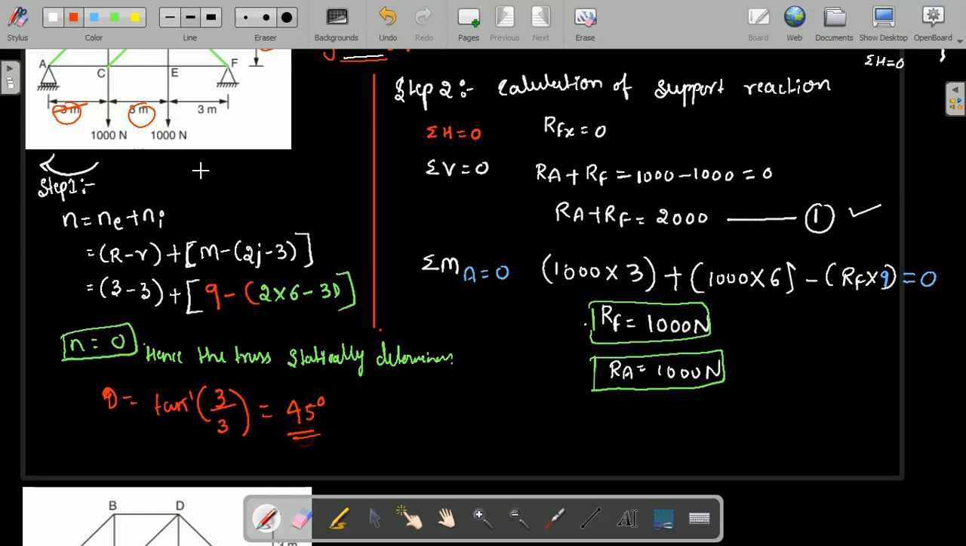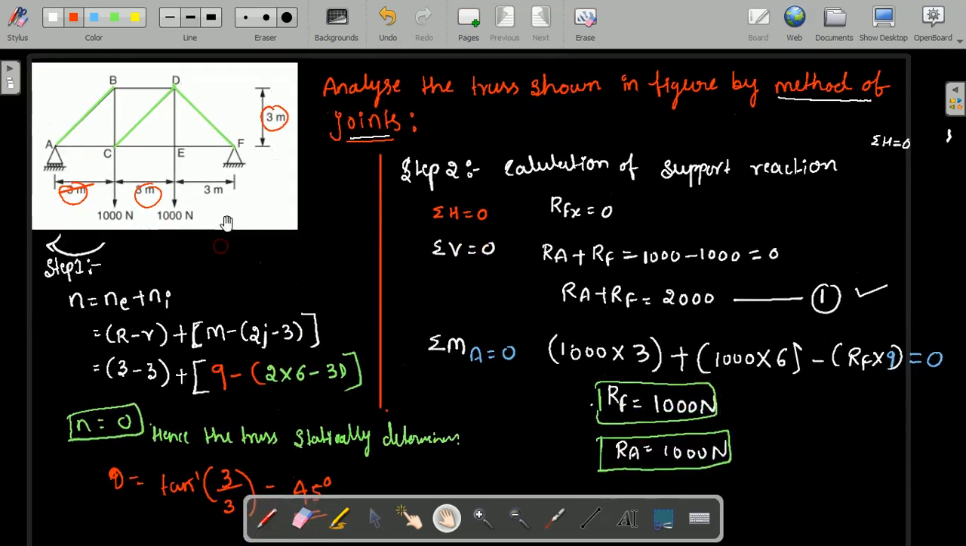So the inclination of these inclined members about point A, as well as about the horizontal axis and the vertical axis, are similar, that is we are getting 45 degree. If it is 45 with respect to x, then with respect to y also 45. Therefore whatever inclined members are there, the inclination with respect to x as well as y is 45 degree. So this inclination we are going to use in solving, or in determining the member forces.